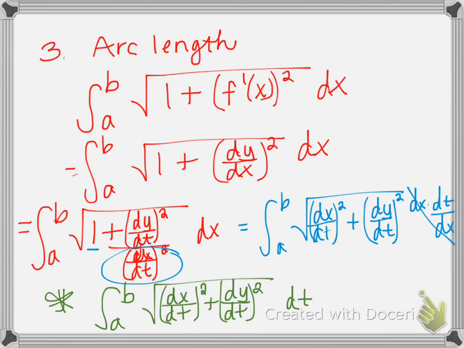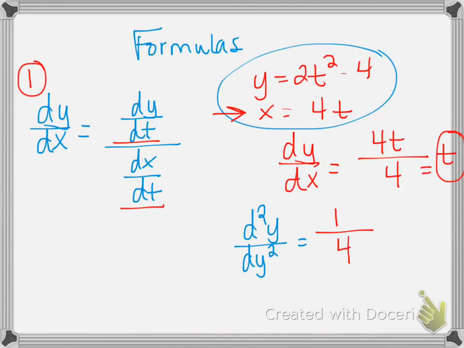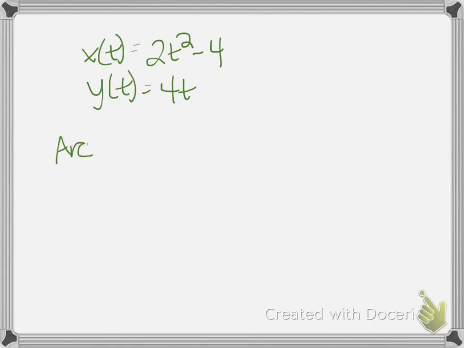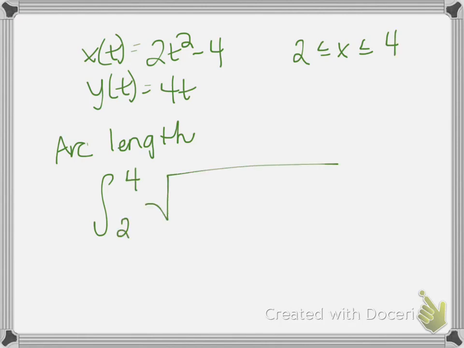So if I go back to that original equation, 2t squared minus 4 and 4t, if I find the arc length here, then I'm going to do the integral, and I would have to tell you, maybe it told you to go from 2 to 4, I don't know. It would have to tell you that.